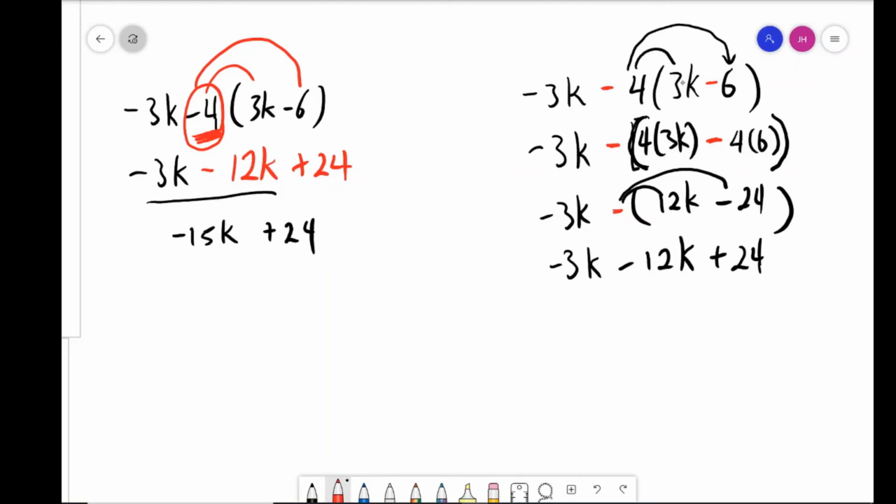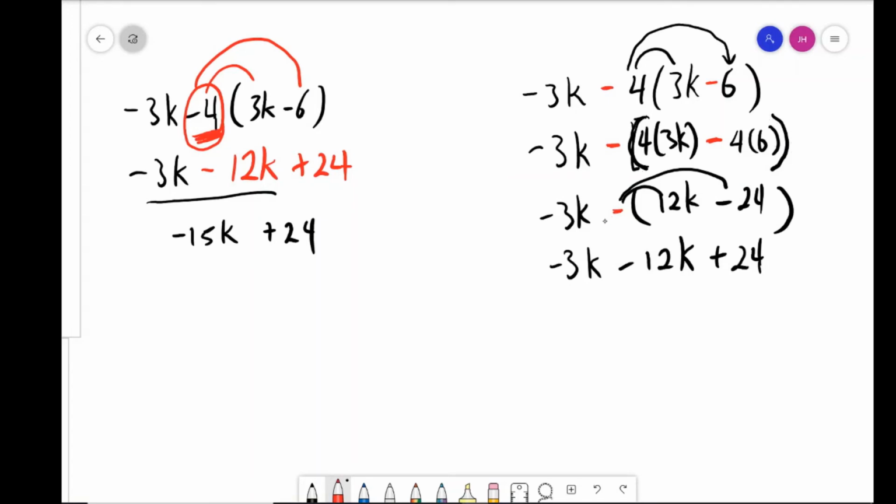If you prefer all the operation signs consistent and all that, you prefer the second way, fine, be my guest, but just be careful of what you're doing. And always remember to add that parentheses.